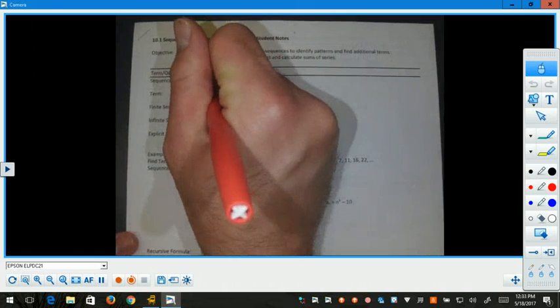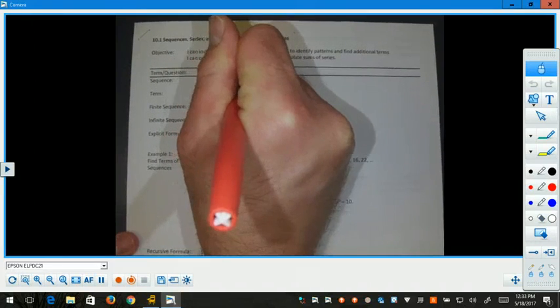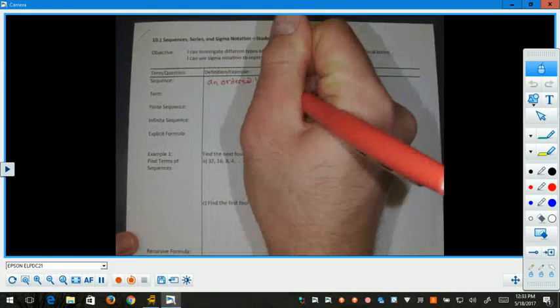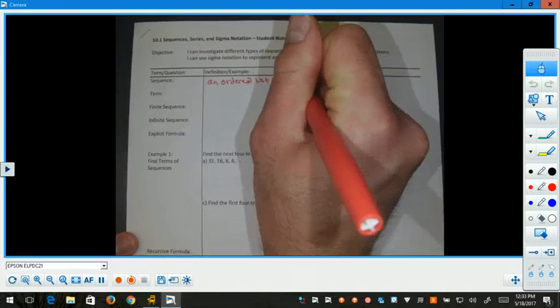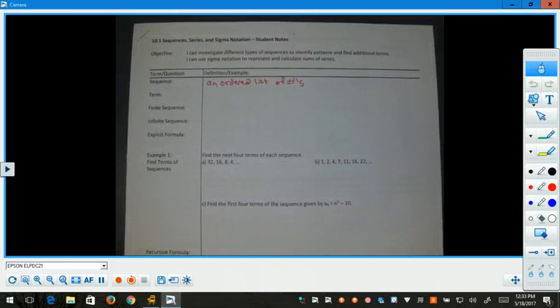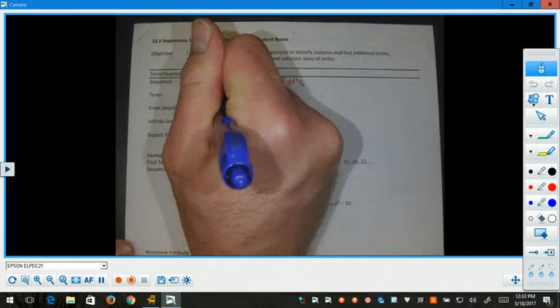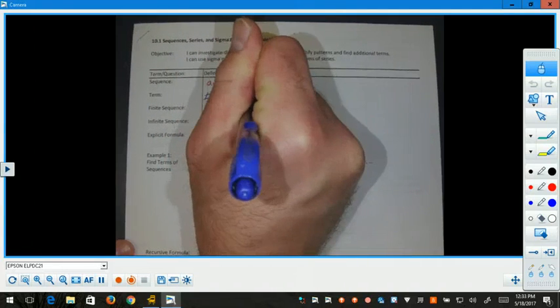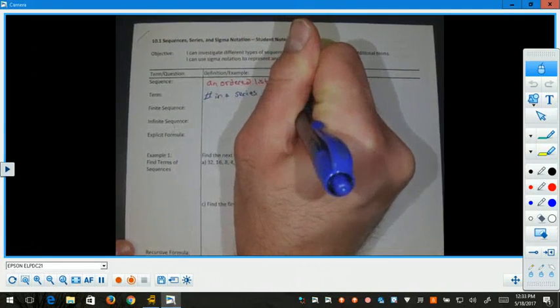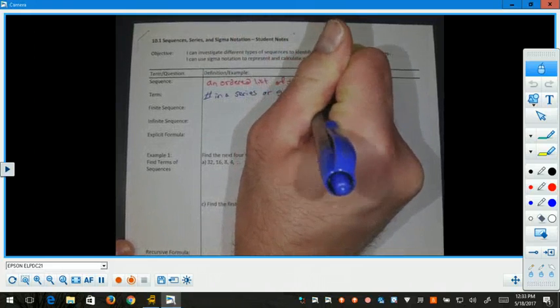A sequence is an ordered list of numbers, usually with a pattern. Doesn't always have to have a pattern, but usually they'll have a pattern with them as well. A term is a number in a series or sequence, and we'll be getting to series in the next section.